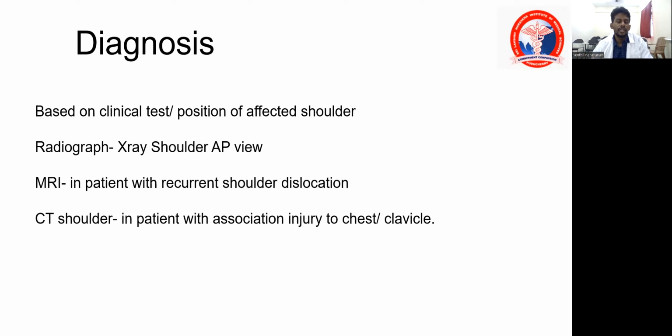CT shoulder: in patients with recurrent shoulder dislocation, we take a CT of the shoulder joint to look at glenoid bone loss. If there is bone loss, then the static structures stabilizing the joint are affected, and hence there may be recurrent dislocation, which appears better on CT. CT is always better for bony anatomy, and MRI is better for soft tissue anatomy. CT shoulder also has an added indication when there is injury to the chest and other multi-trauma.